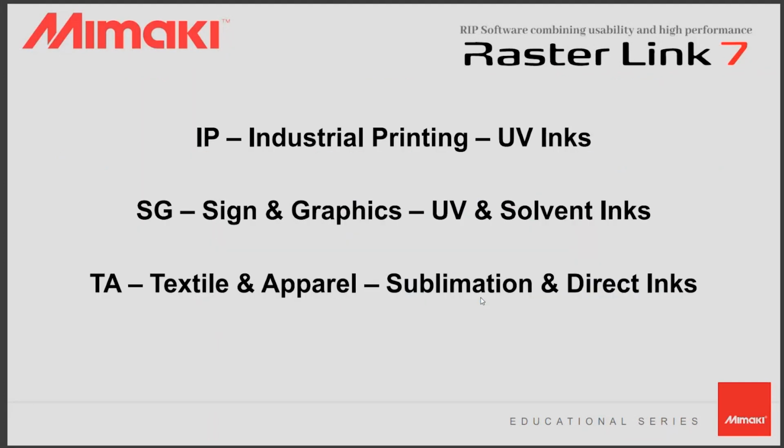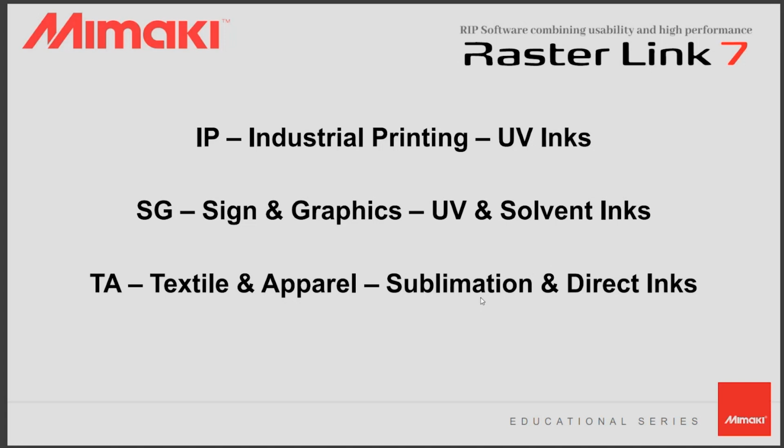Within Mimaki, we have technically 4 segments, but for this class, we'll do 3. We have industrial printing, which is basically our UV flatbed printing. We have our SG, sign and graphics, which is our roll-to-roll: your eco solvents and your UV roll-to-roll printers. And then we have our textile and apparel, which is your sublimation, TXF, your direct film printing, and also direct to fabric printing.